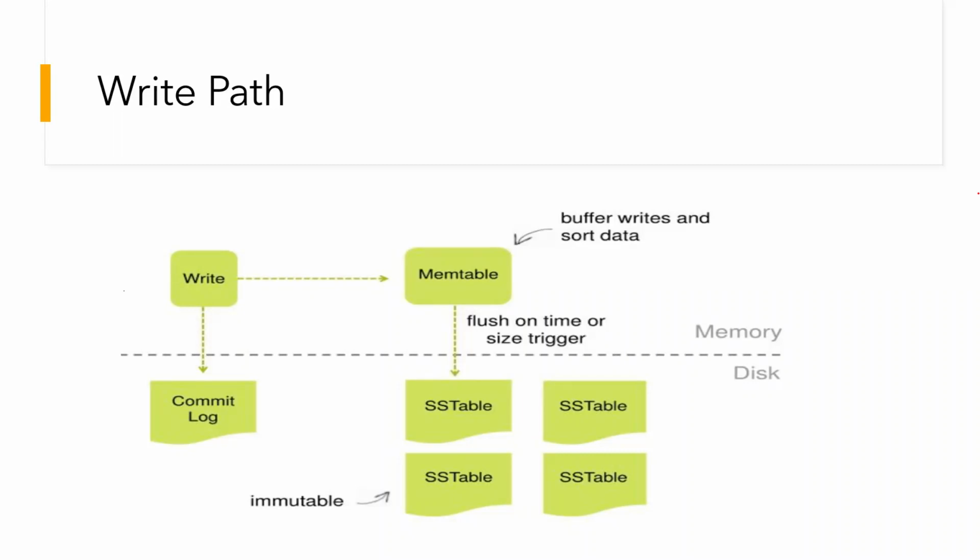So if the node is not up within the given time, the hint will be flushed. It will be thrown away. The hint will be gone. So at the time of read, there is something called read repair, which he just explained. If the hinted handoff is missed, the data will be fixed at the time of read repair.